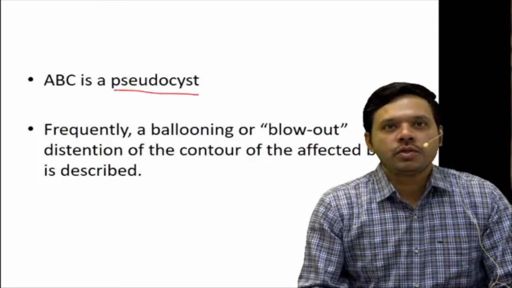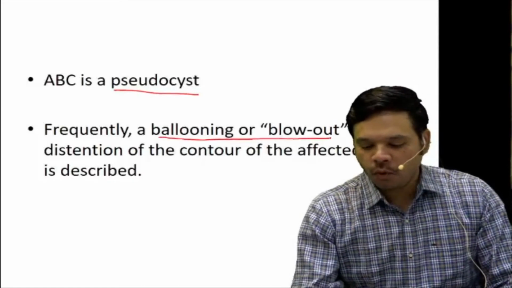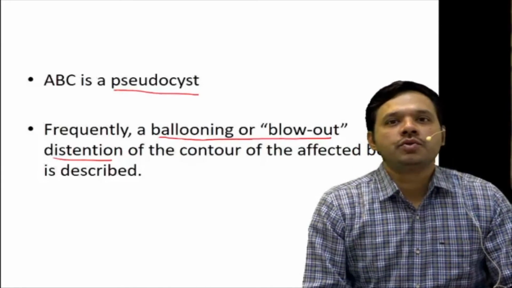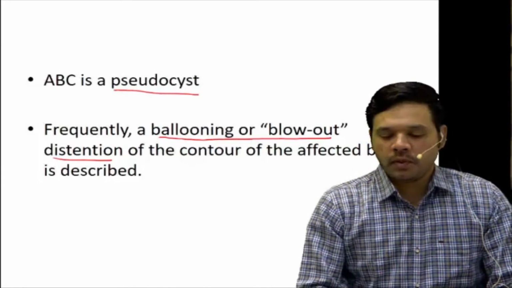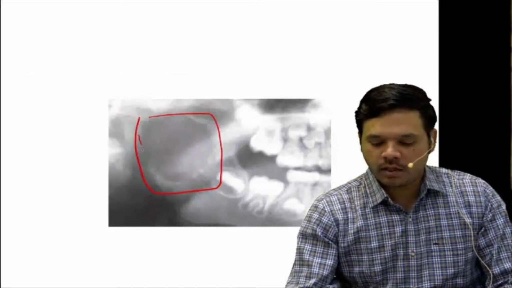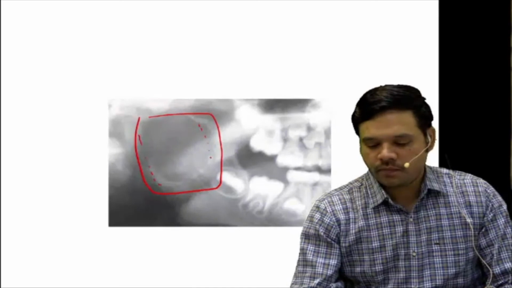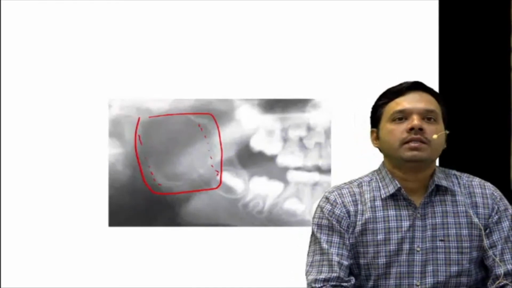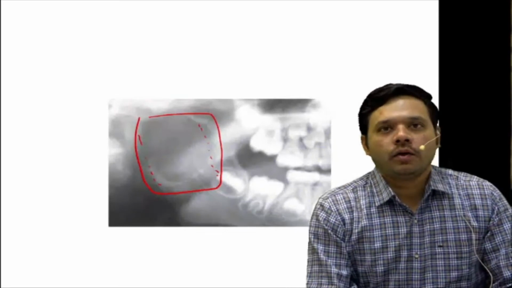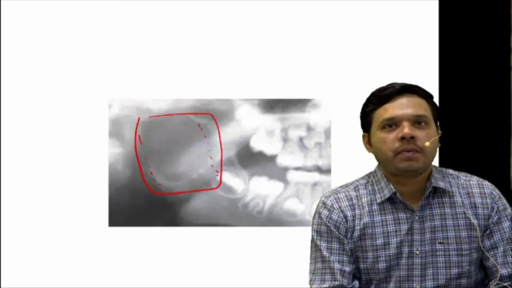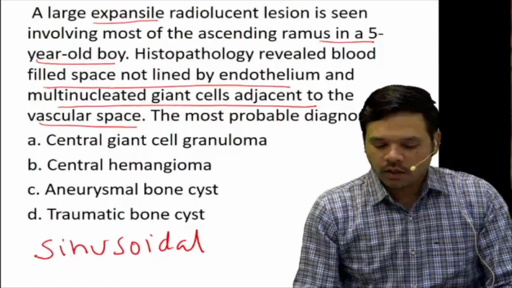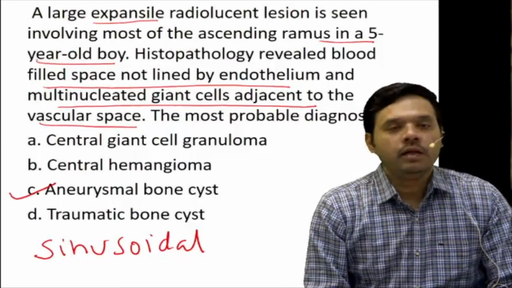In aneurysmal bone cyst, you will see a ballooning or blowout expansion. That is a characteristic term that is used for the expansion in aneurysmal bone cyst. If you see the image here, there is ballooning. If you trace the ramus borders, there is expansion. That ballooning or cortical expansion, balloon or blowout expansion, is a characteristic feature of aneurysmal bone cyst. So based on this, we can come to a conclusion that this is basically an aneurysmal bone cyst.